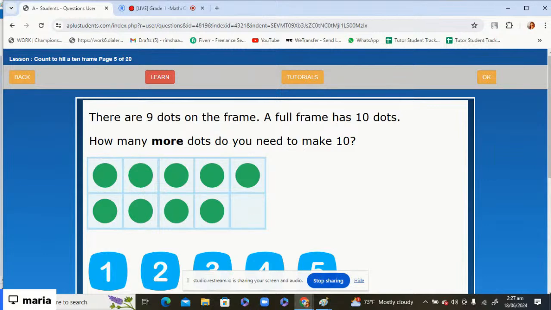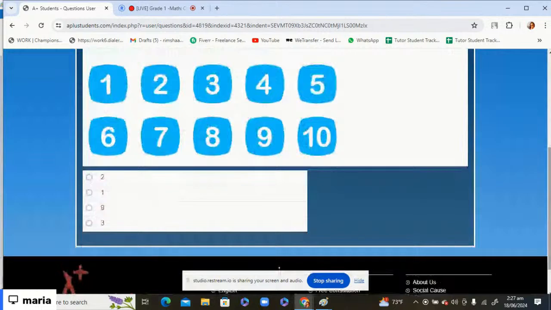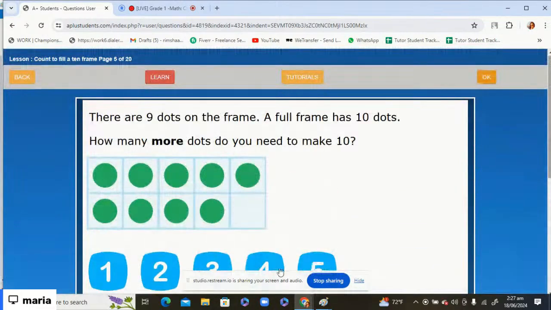This is very easy. How many more dots that you need to make tens? Only, how many spaces are left here? Only one space is left. Okay. So here is the one place is left. So we can say that one. This one. Okay. Then we go with that option.